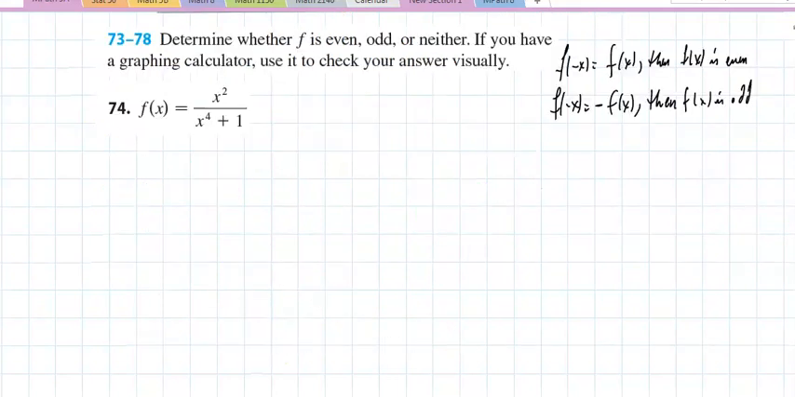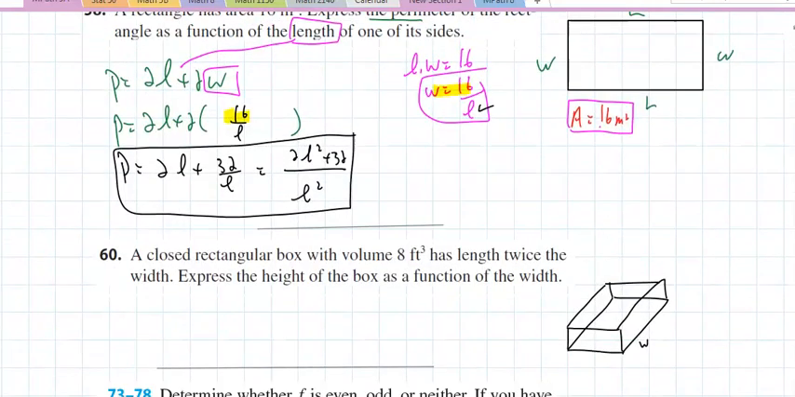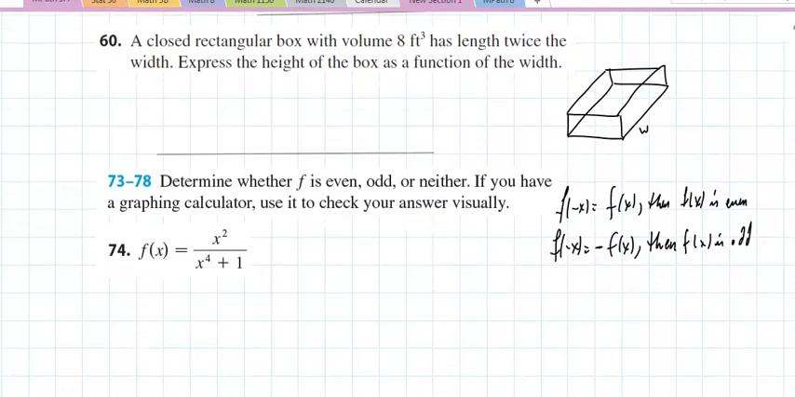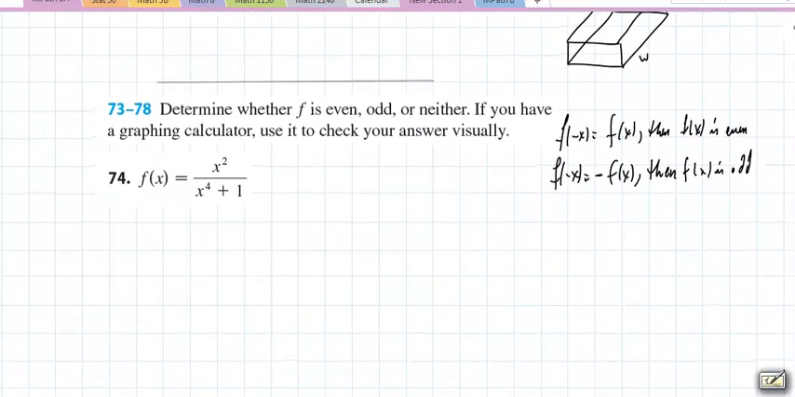And if we look at the last portion, there's a problem I skipped. Number 60, I'd like to do if I have time. If I have time at the end, I'm going to do it. Remember, I have 15 minutes. Otherwise, they won't let me upload this in YouTube.